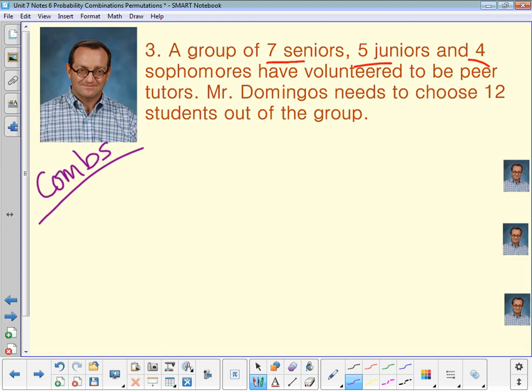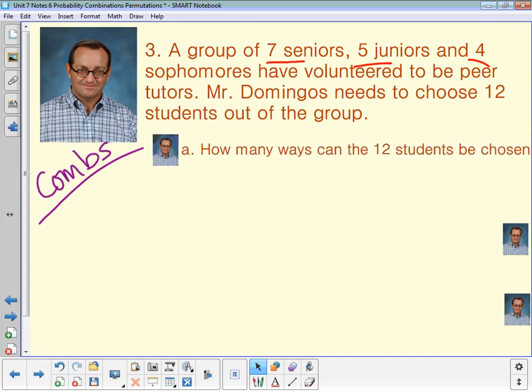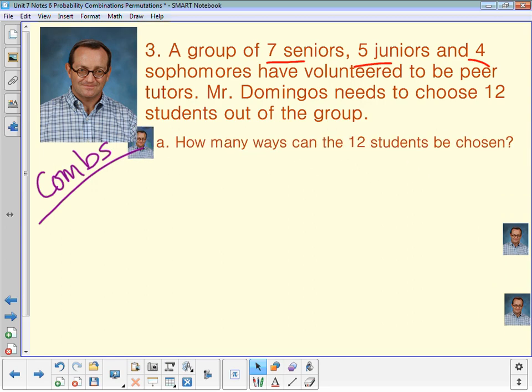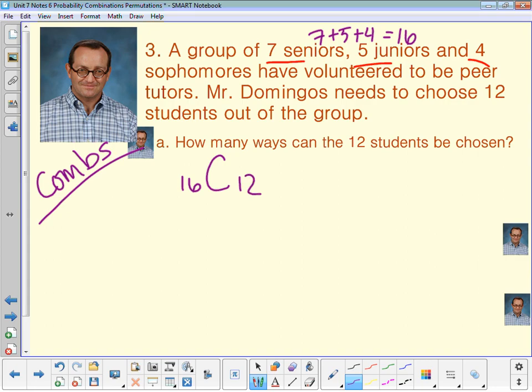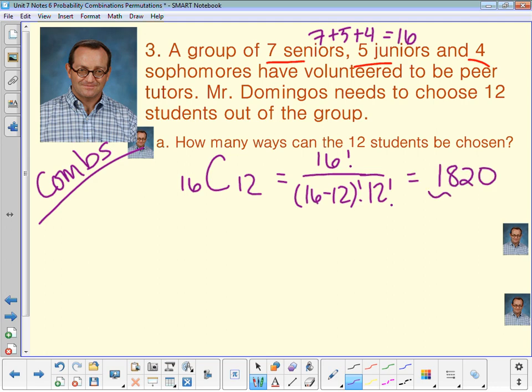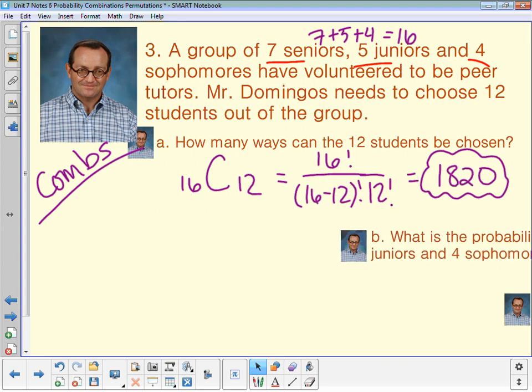Okay, combinations here. Again, the first thing that we have to do is figure out how many total combinations the 12 students could be chosen in. So I have 16 students total because I have 7 plus 5 plus 4, which is 16. And I'm choosing 12 of them. That's 16C12. Think back to that combinations formula. When I plug all that in, I end up with 1,820 possibilities. Okay, 1,820 different ways that that group of 12 students could be chosen.